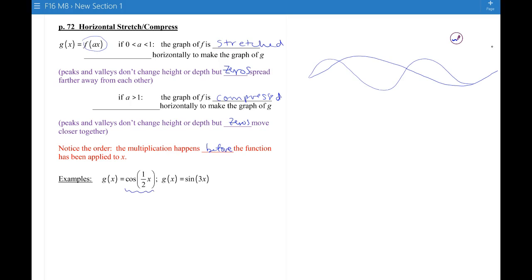So if we do the cosine of 1/2 x, it's going to stretch the graph and make it twice as wide. But then if we do the sine of 3x, the graph is going to be compressed. Whatever it was doing in this much space, now it's going to do that same behavior in 1/3 as much space.